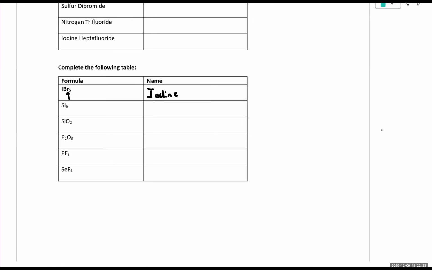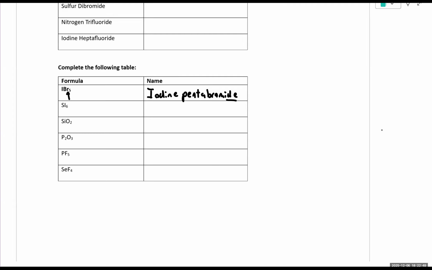Next, we look at our second element. In this case, we have 5 bromine atoms, so we use the prefix penta, and then the name of our second element, which would be bromide. For the second element in the covalent compound, you change the suffix to -ide. So this would be named as iodine pentabromide.